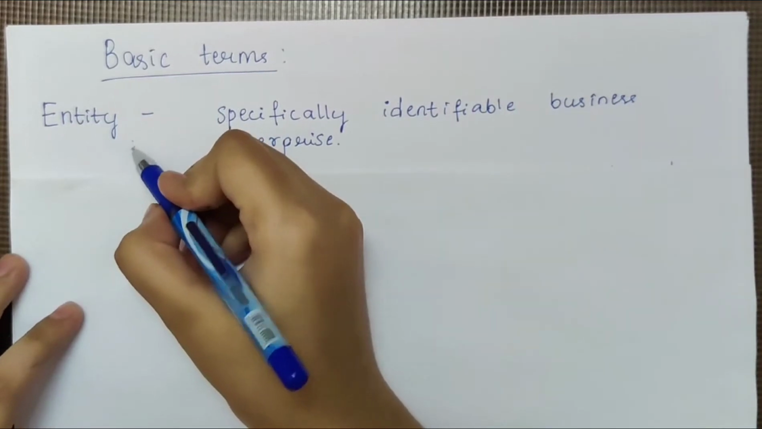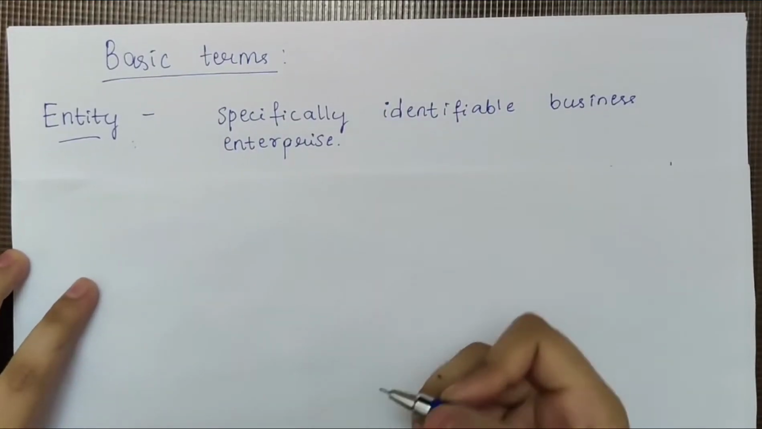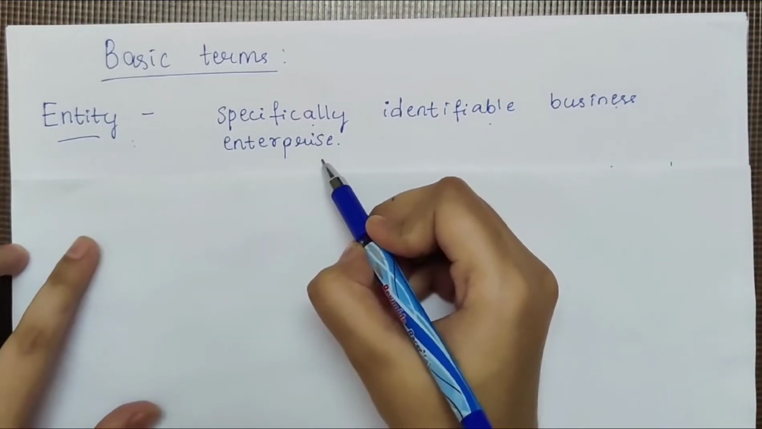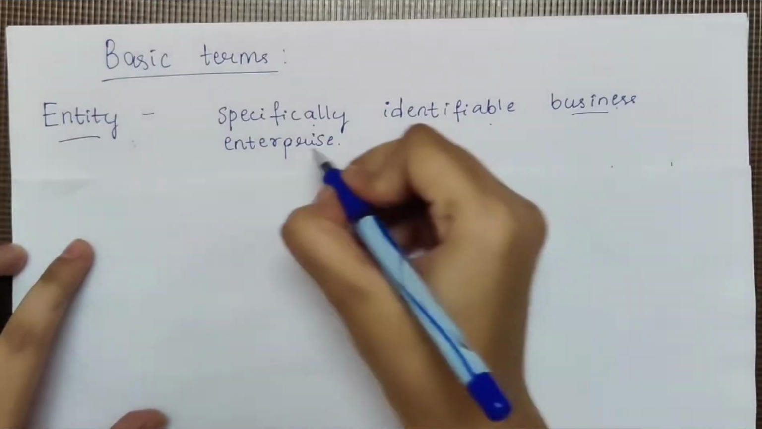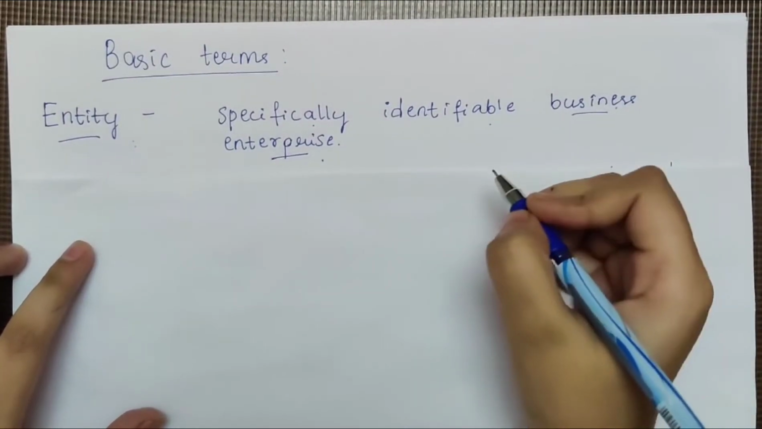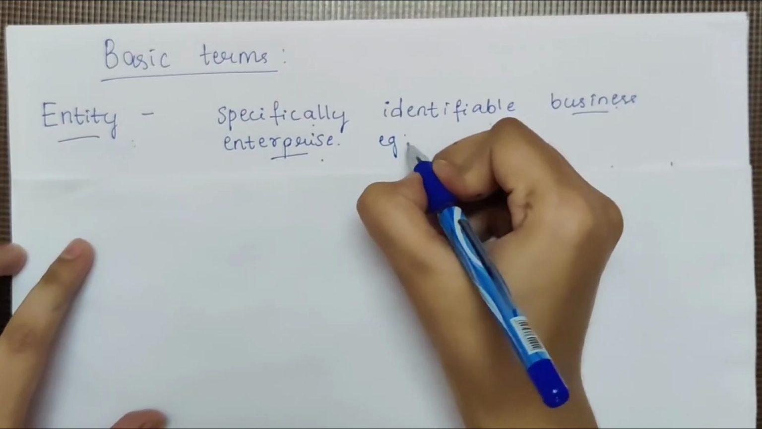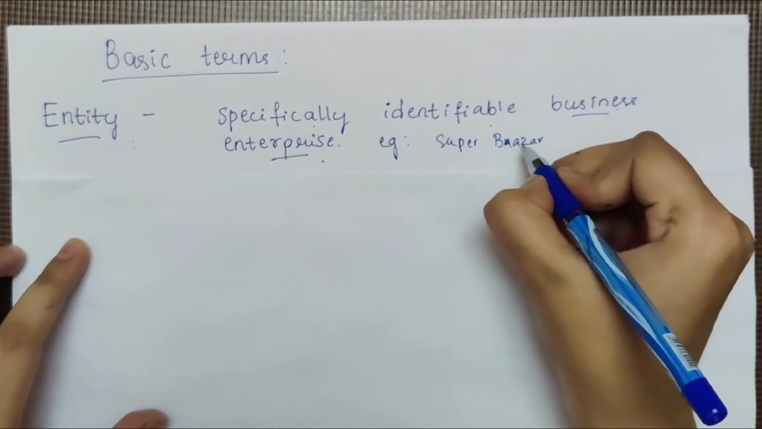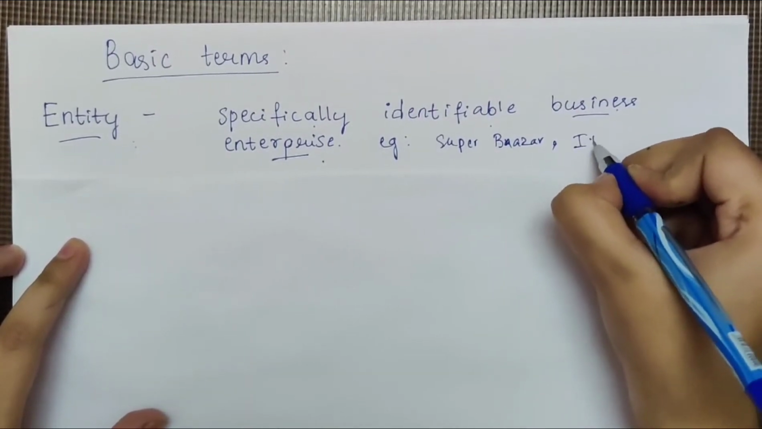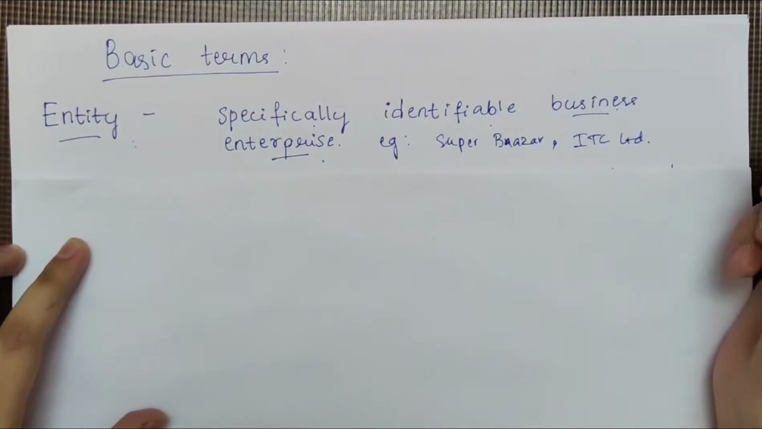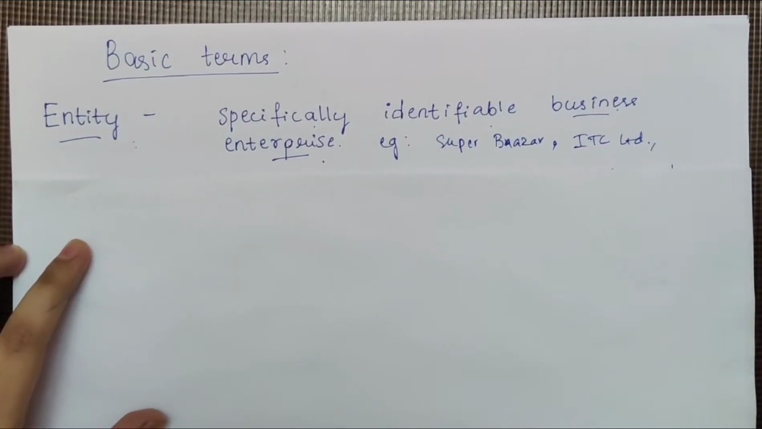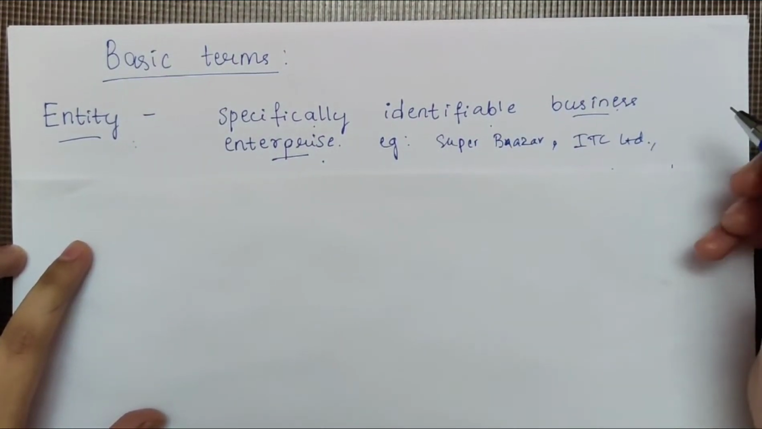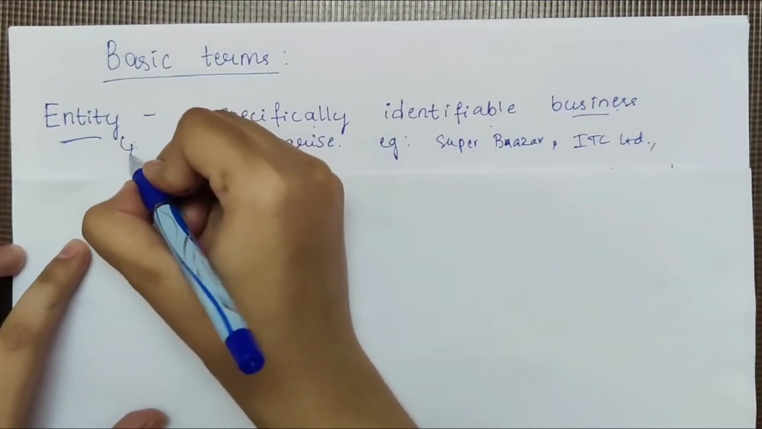The first one is entity. So what do you mean by entity? Entity means a specifically identifiable business enterprise. Separate business enterprise means it has a definite individual existence. For example, Super Bazaar, it may be any business enterprise. Next, ITC Limited. So ITC Limited and any company or any business entity is called an entity. It has a separate individual existence. Entity is also known as accounting entity.